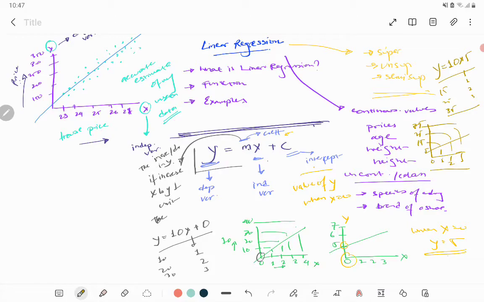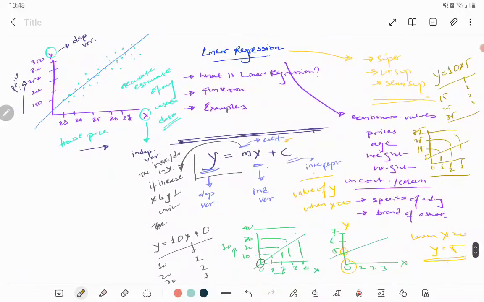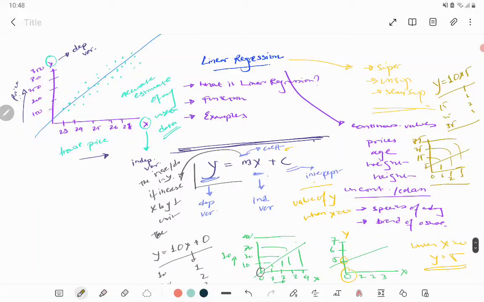So given that, let's take a quick example. Let's say we have this graph, and let's say I want to increase the intercept. If I increase the intercept, then my model would look something like this. And if I keep increasing the intercept, the model will keep looking like this.